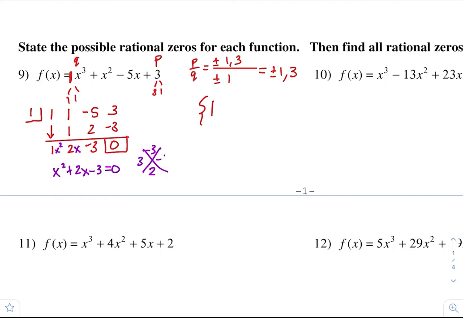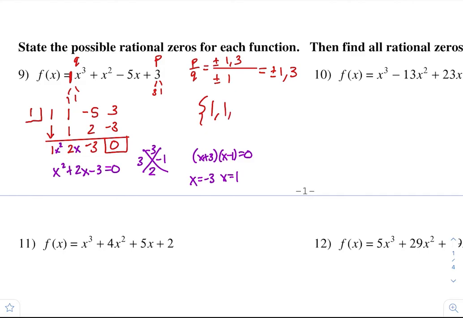Yeah, 2 things that multiply to negative 3 is 3 and negative 1. 3 plus negative 1 is 2. So our factors are x plus 3 and x minus 1. So that means our x is equal to negative 3 and our x is equal to 1. And those are my remaining zeros.